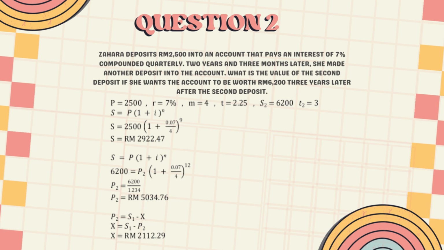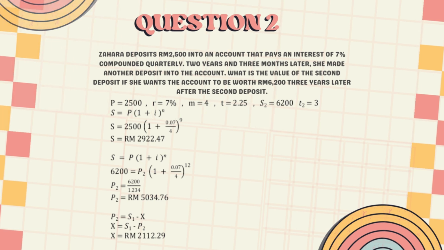After that, we use the same formula to find P of the second deposit. 6,200 equals P2 (1 plus 0.07 divided by 4) to the power of 12. P2 equals 6,200 divided by 1.234, and P2 will be 5,034.76. The final answer needs another formula, which is P2 equals S1 plus X. So X equals P2 minus S1, and the final answer is 2,112.29. I will pass it to my friend to continue question 3.